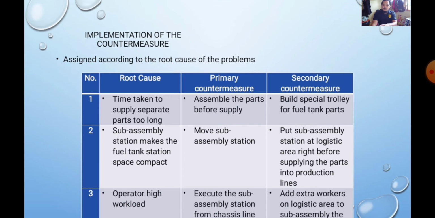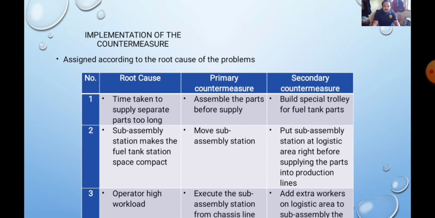So to support this countermeasure, a special trolley is needed to store the finished sub-assembly parts. A special trolley is built for the fuel tank parts to increase the efficiency of the supply process. So when it has been implemented, the tow truck drivers no longer need to supply separate parts repeatedly.